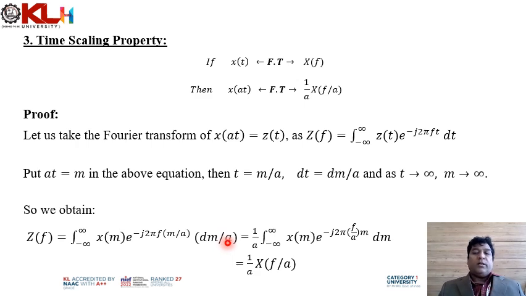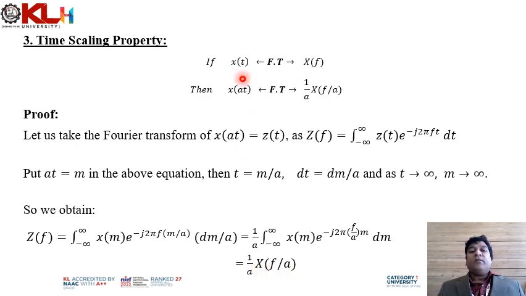Therefore here the constant 1 by a will come outside, and we can write the integral as the integral x of m e power minus j 2 pi f by a m multiplied by dm. So in place of f you are now having f by a. Therefore this is the Fourier transform where f is replaced by f by a. Therefore we will get 1 by a, this constant factor, and this integral is simply capital X of f by a.